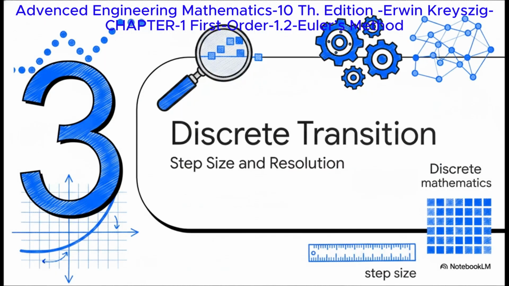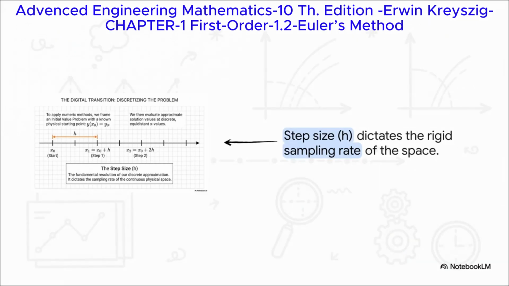Okay, let's get into Section 3, the transition to discrete. While mapping things visually is great for the big picture, a computer can't process a smooth, continuous drawing. To write a numeric simulation, we literally have to chop up physical space. We do this by defining a step size, which we call h. This is the fundamental sampling rate of our digital world. Instead of infinite, smooth curves, we are forcing the computer to evaluate things at strictly equidistant points along the x-axis.